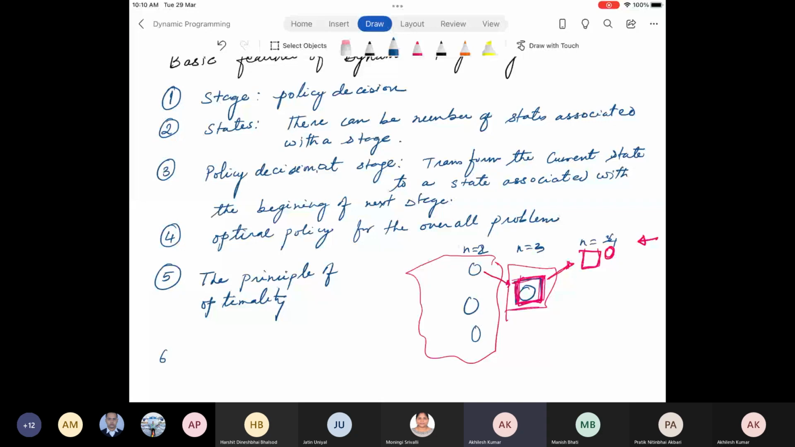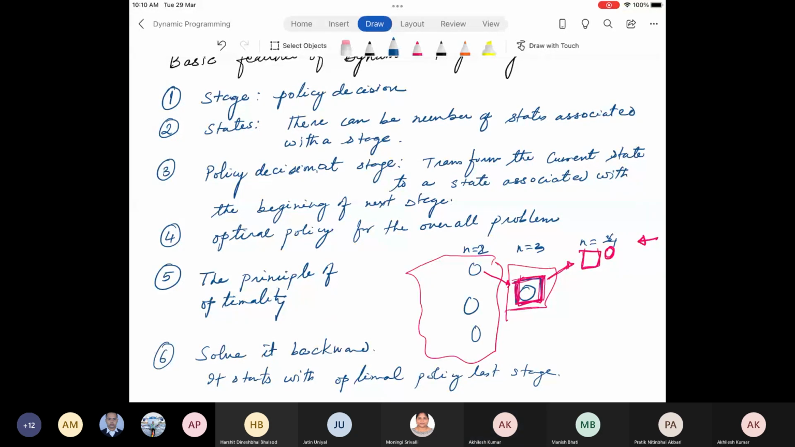We have already seen that we solve it backwards. It starts with the optimal policy at the last stage. Backward recursion makes it very easy for us to proceed because we are able to calculate all the future cost of an optimal policy. Apart from that, do we need anything else for dynamic programming? What have you seen so far?